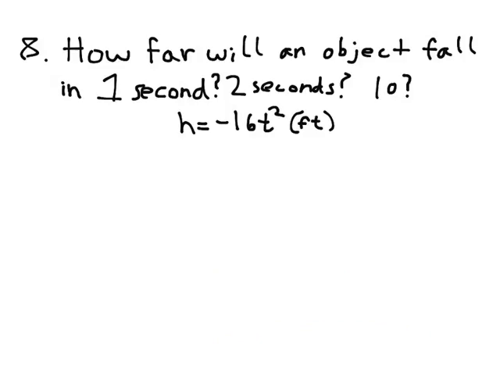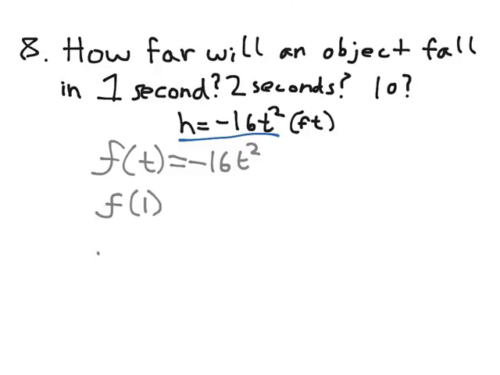Number 8 asks how far an object will fall in a given amount of time. And you know this equation, h equals minus 16t squared, which relates height, how far an object falls, to the time that it falls for. And this is in feet, where time is in seconds. So let's start by writing this as a function of time, t. So f of t is minus 16t squared. The question is just asking us to find this function evaluated at 1, 2, and 10.